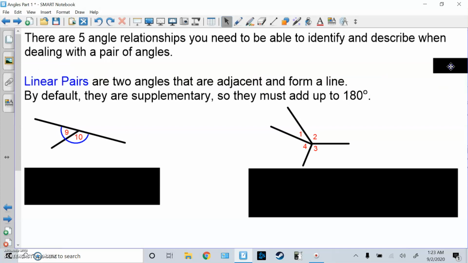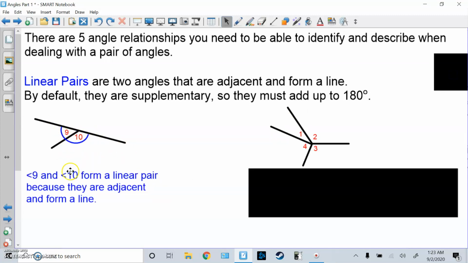Next one is linear pairs. Linear pairs are two angles that are adjacent and form a straight line. Two conditions. Now by default, they are supplementary because they are a straight line, and lines are always 180. So here, notice angle 9 and 10 makes a straight line right here. It doesn't bend or anything. I could draw that. They are a linear pair because they are adjacent. They have the same middle side right here, and they form this straight line together.